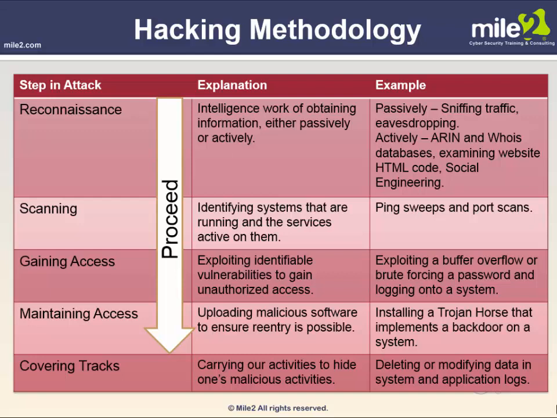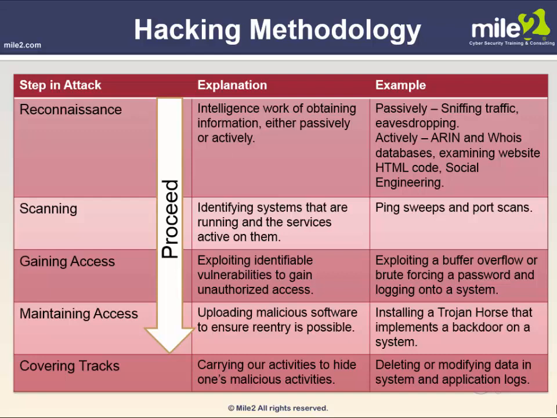All right, maintaining access is the fourth. There's uploading malicious software to ensure reentry is possible. Here we do this by installing Trojan horses that implement a backdoor on the system, for instance. So we'll talk about Trojan horses, rootkits, things of that nature. And then we also mention things like steganography and things like that too.